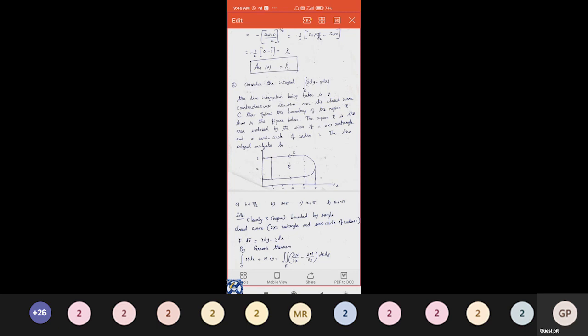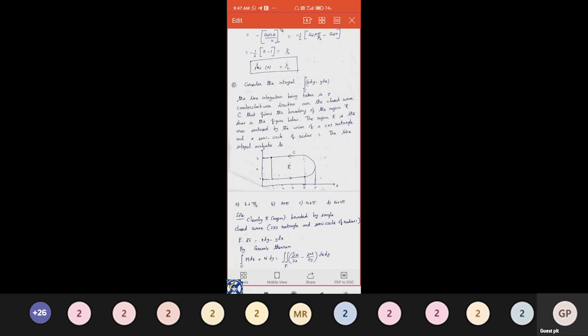The region R is an area enclosed by the union of a 2 by 3 rectangle and a semicircle of radius 1. What is the value of the line integration? Whenever a line integration is given over a closed curve, we can always try to apply Green's theorem. Now here the closed curve C is not given in terms of an equation; it is given in terms of a pictorial representation, or a graph.